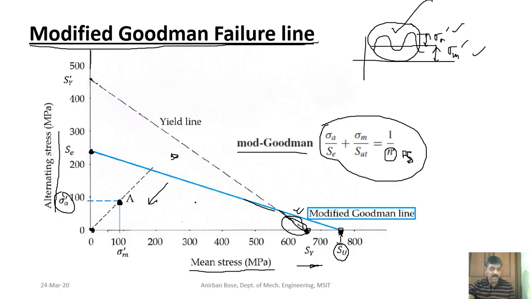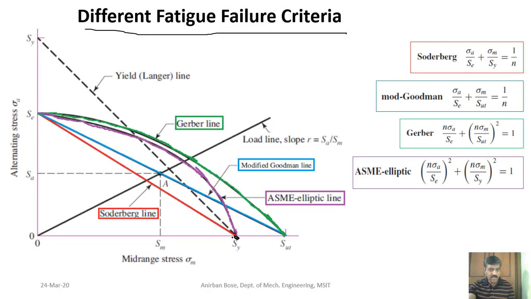That means according to the Goodman, if the alternating stress is high, that means the fluctuation is more, but the mid-range is not very high, then it will be characterized by the Goodman line. So this kind of concept is also there. None of the failure criteria are perfect. People try out different things, and some traditions exist in different industrial applications, and people follow that. It is not that one is good and another one is bad.